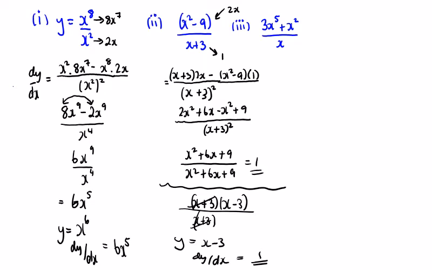And lastly, this could be 3x to the power of 4 plus x, but if we do it the long way first, just so we can double check our answers, we're going to get 15x to the power of 4 plus 2x if we differentiate the top.